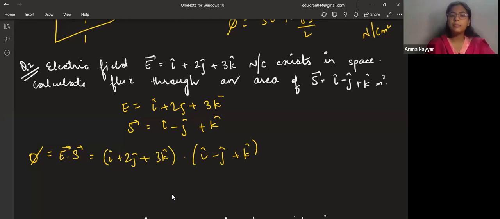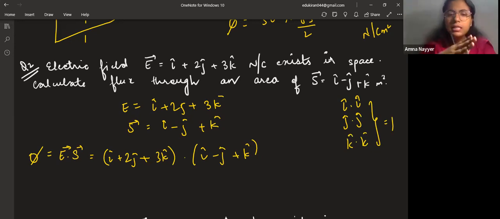Now, always remember, whenever we do i dot i, that gives us 1. So i cap dot i cap will be 1, j cap dot j cap will be 1, k cap dot k cap will be 1. Just remember this. Whenever you have i cap dot i cap or j cap dot j cap or k cap dot k cap anywhere, this equals 1. So what is left now? The coefficients. Like 2j cap is there. So j cap dot j cap will be 1. But what about this 2?